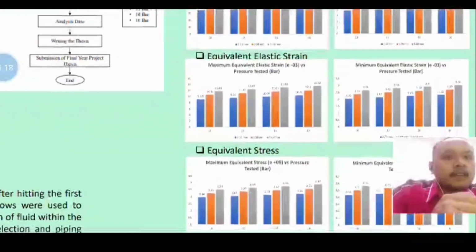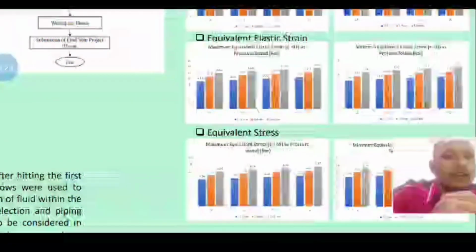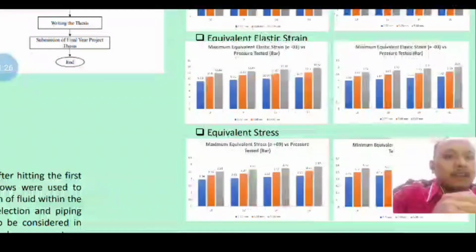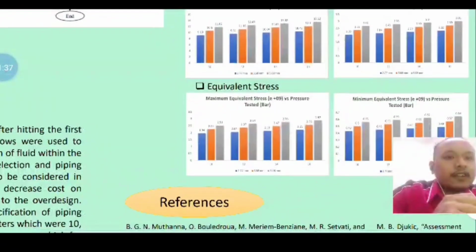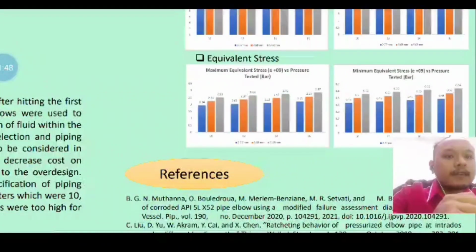Next, equivalent elastic strain, same as total deformation, which is increased between the wall thicknesses, and is also increased between the specified tested pressures. And lastly, the equivalent stress also increases between the wall thicknesses and specified bar.